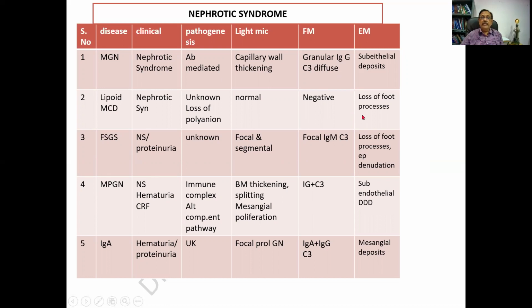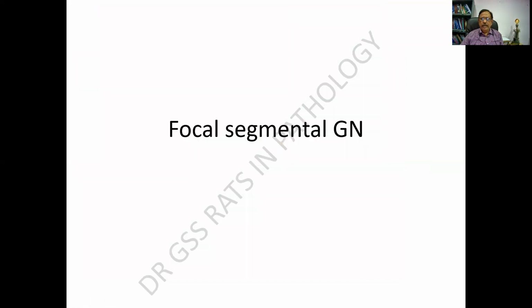Lipoid nephrosis, for example, has loss of the foot processes, and both fluorescent microscope as well as light microscope are negative because nothing is seen. So kindly memorize this particular tabular column. It will be a summary of the entire nephrotic syndrome.